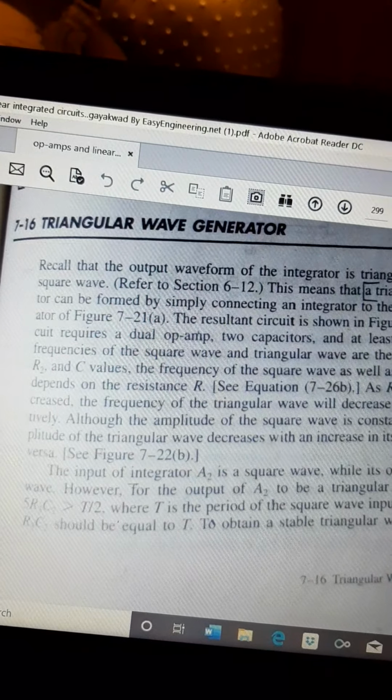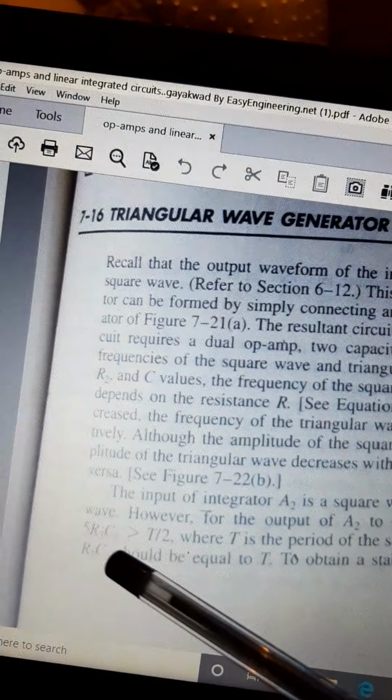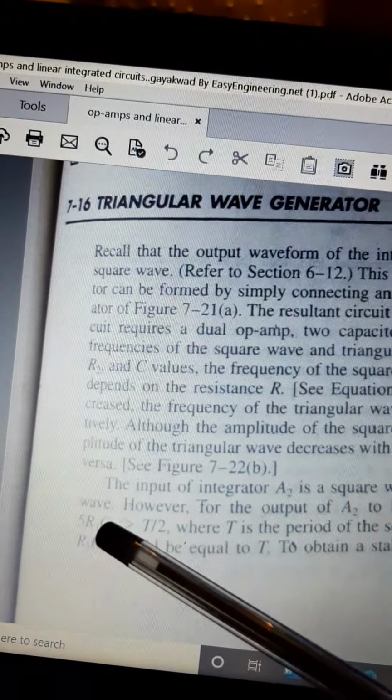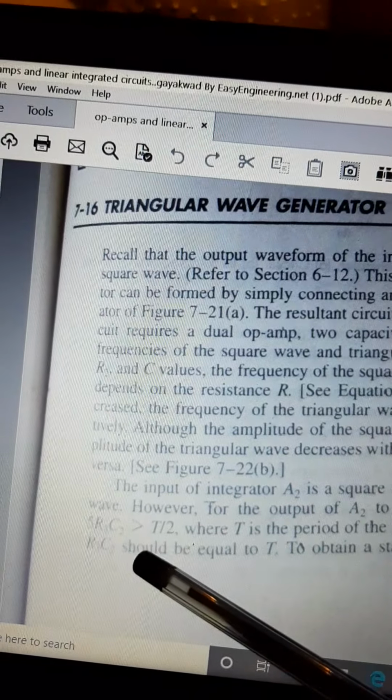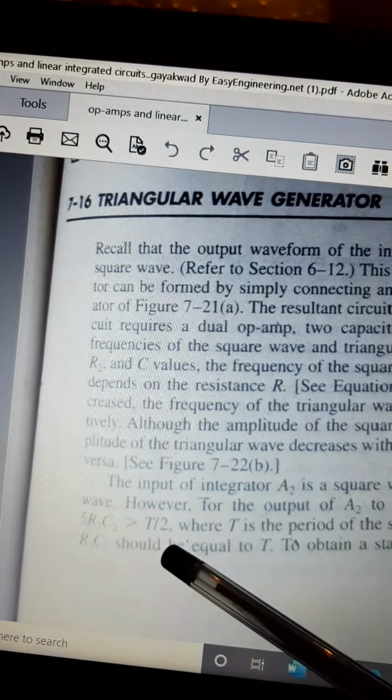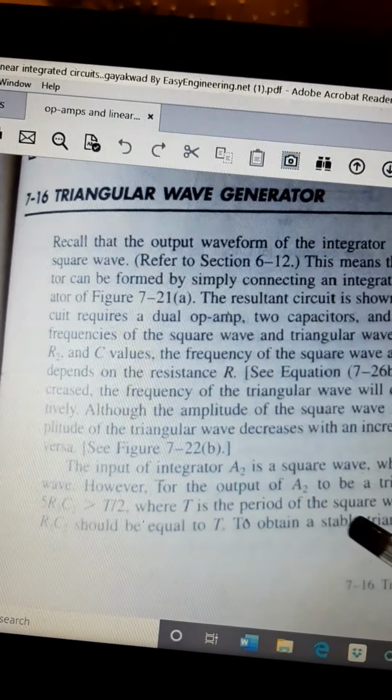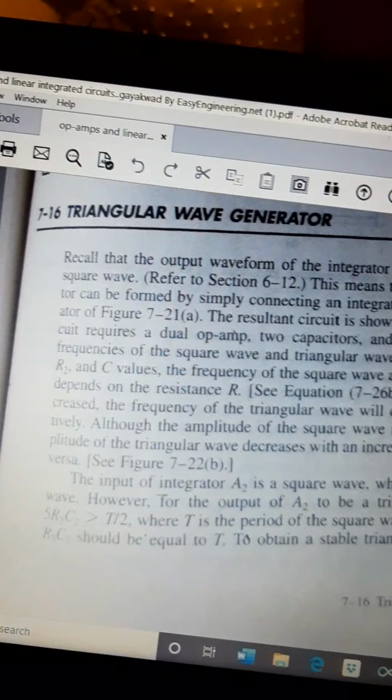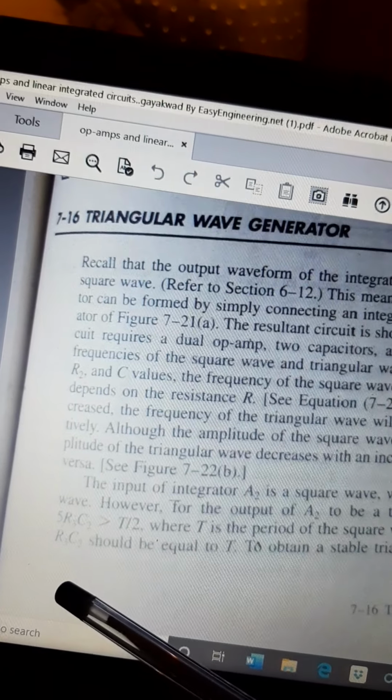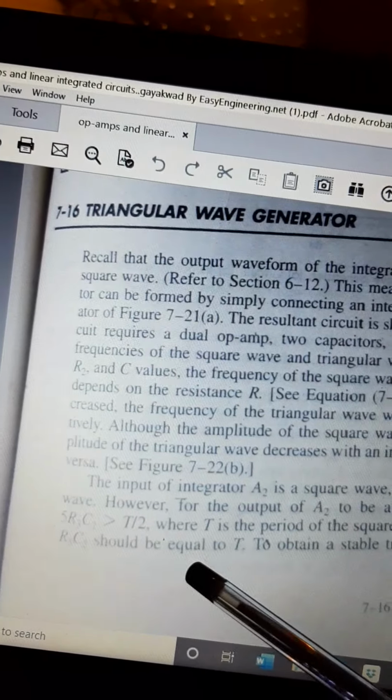The triangular wave requires that pi R3C2, we'll see what it is. Pi R3C2 must be greater than T by 2, where T is the period of the square wave. As a general rule, R3C2 should be equal to T.